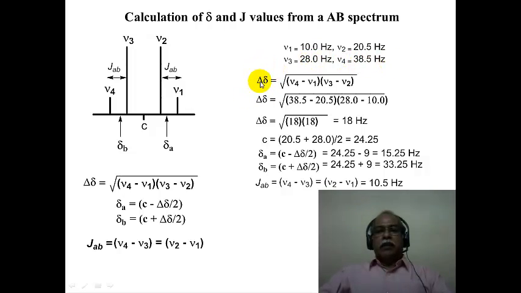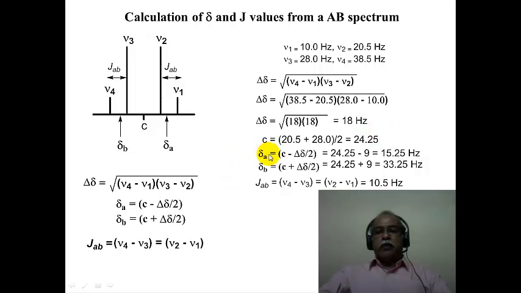The difference in the chemical shift value is calculated using the simple expression, which corresponds to 18 Hz in this particular case. The center of the spectrum is essentially the average between line 2 and line 3, which is given as 24.25. All of them are expressed in Hz only.